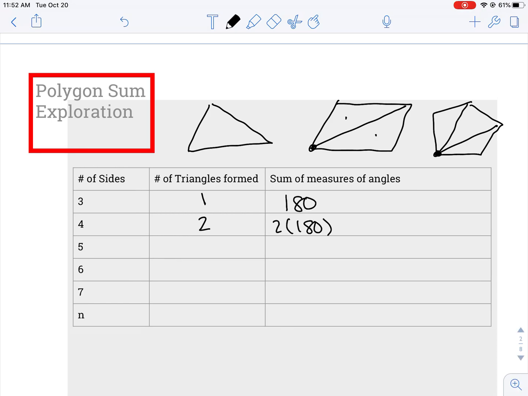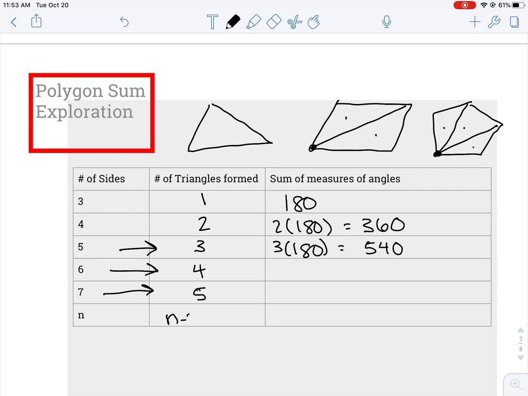Each one is 180 degrees, so I get 360 degrees in a quadrilateral. In my pentagon, I can split it into 1, 2, 3 triangles. Each one gets 180, so I get 540. And pretty quickly, it's easy to see, hey, I'm just going up by 1 each time. And that number is always 2 less than the number of sides. And when I take that number of triangles times 180 degrees in each triangle, I get my formula.